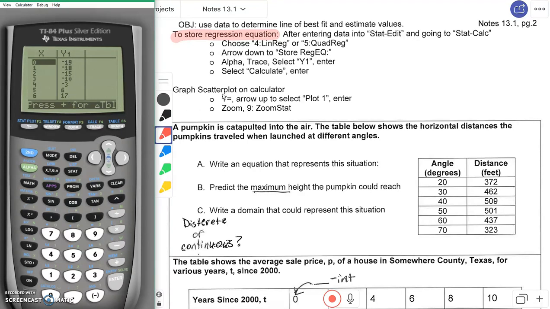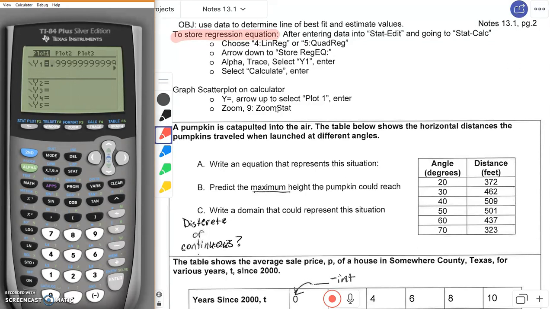Now the other thing is to be able to graph our scatter plot to see our scatter plot and see our line of best fit. So the first thing we're going to do is we're going to turn it on. So to turn on, you go to y equals, and up top you see where it says plot 1. So arrow up to where it says plot 1, click enter, so that now it's highlighted.